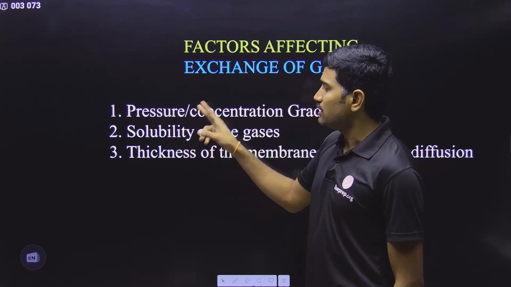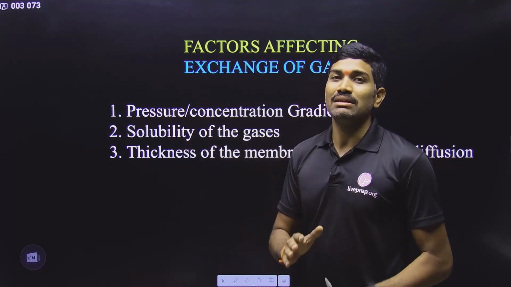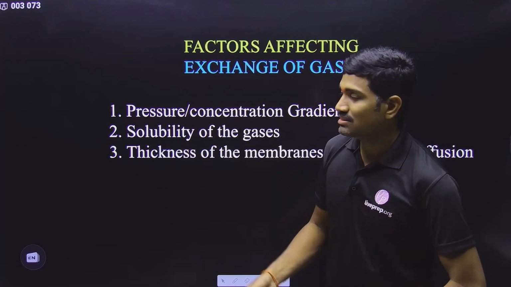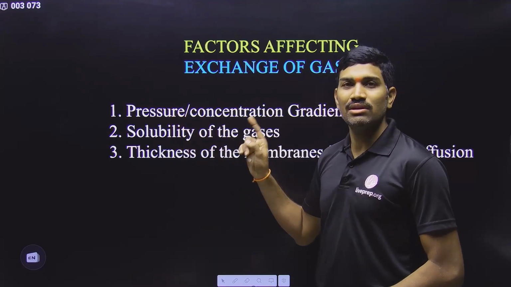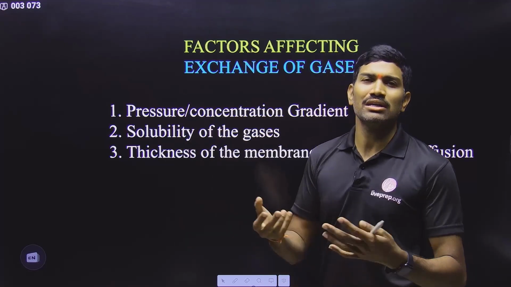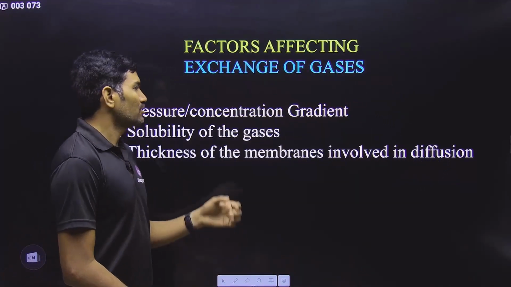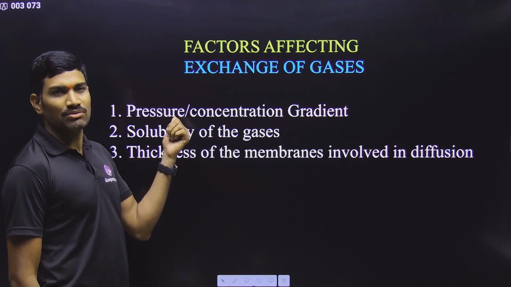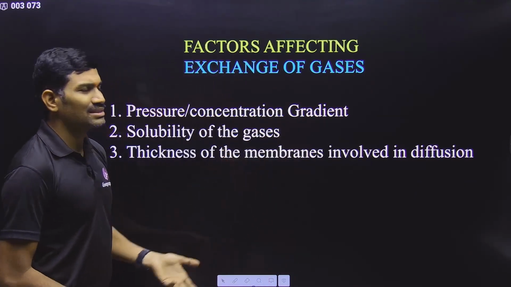Even though both the terms are useful and you can use either, since we are talking about gases, the better term is pressure. If you are talking about liquids, the better term will be concentration. Since we are talking about exchange of oxygen and CO2, which are gases, the better term is pressure. That's why we are talking about the pressure gradient. But you can also call it concentration gradient.